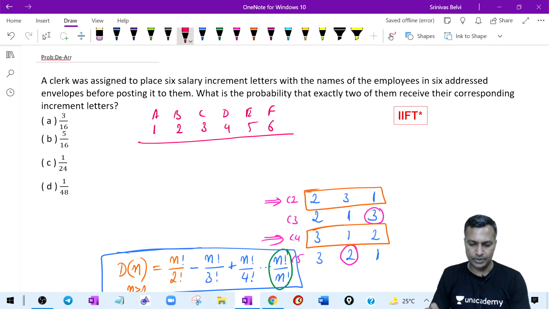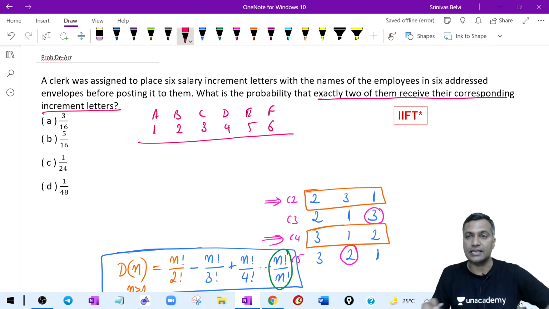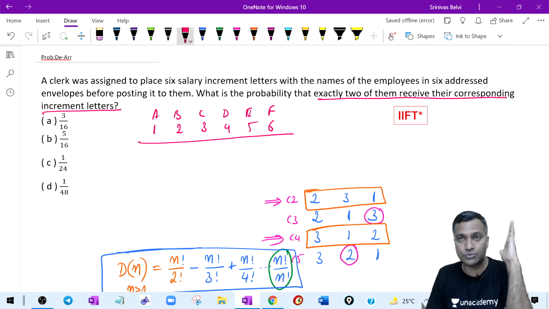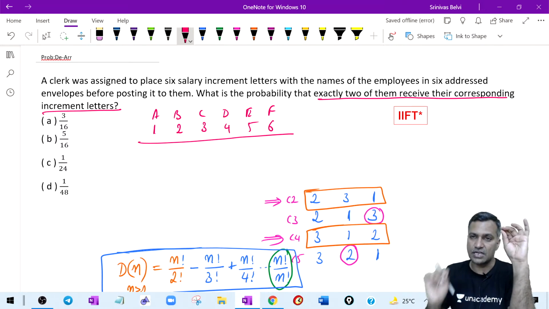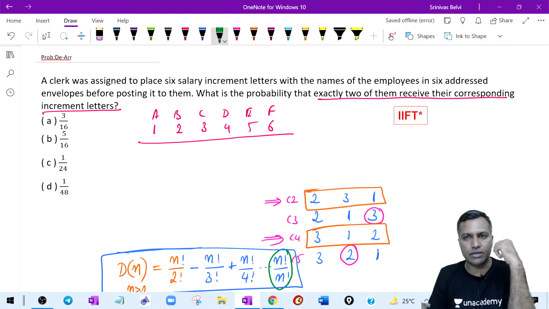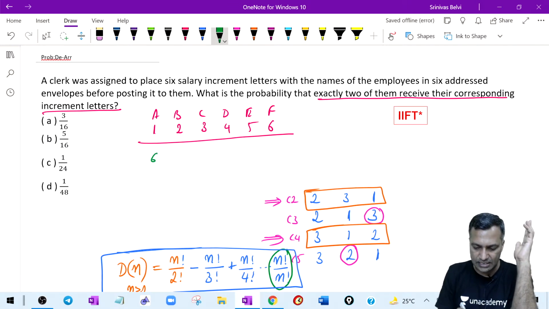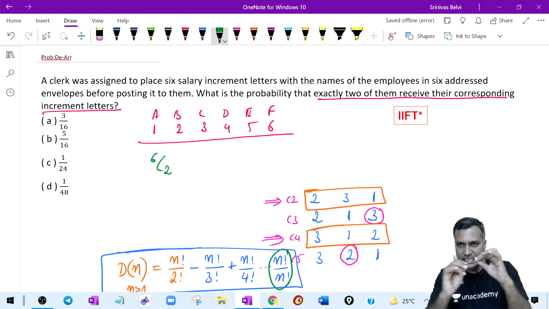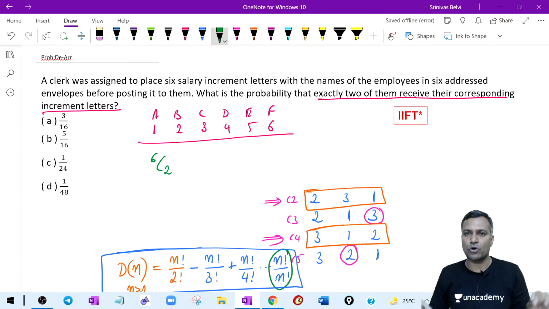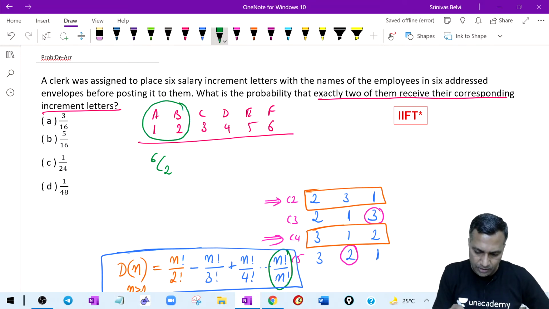But instead, what happened? Now what is the probability that exactly 2 of them receive their corresponding increment letters? Exactly 2 get the corresponding increment letters, which means there is a mess up between the other 4 of them. First we need to decide who are these 2 getting the corresponding letters. Let's assume that can be decided in 6C2 ways. Out of these 6 employees, decide which 2 employees got the rightly addressed letter. Say 6C2. Assume that it is A and B who got them together.